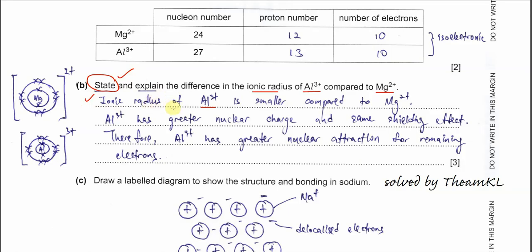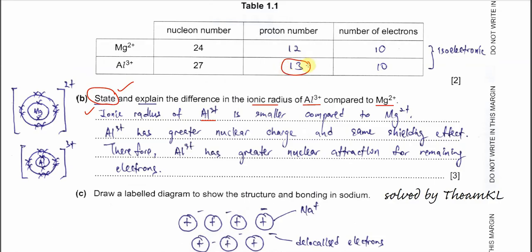So why is the ionic radius of the aluminium ion smaller? First, it must be because of the proton number. We know that the proton number of aluminium is greater than magnesium, which is 13. Therefore, first you need to explain that the aluminium ion has a greater nuclear charge. Because the nuclear charge is based on the proton number, it is the one that attracts the electrons. So first you need to mention this, greater nuclear charge.